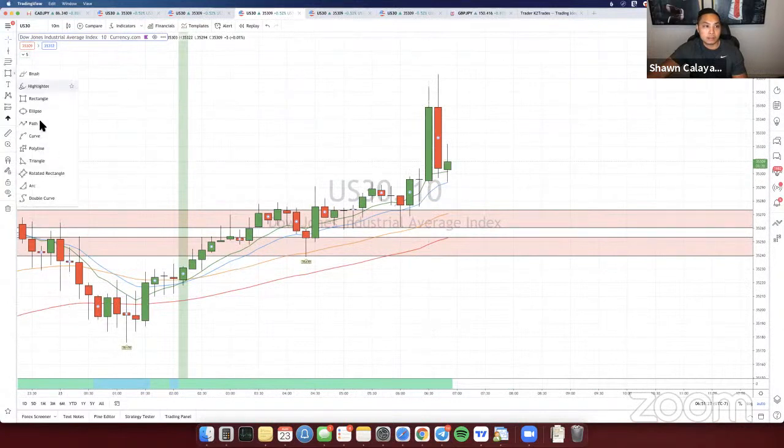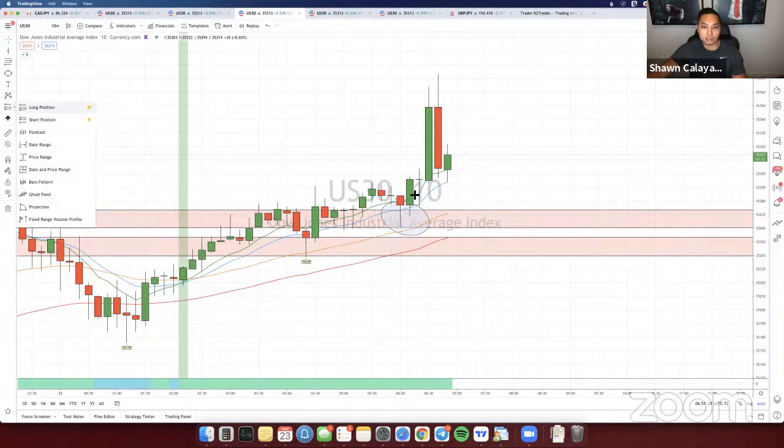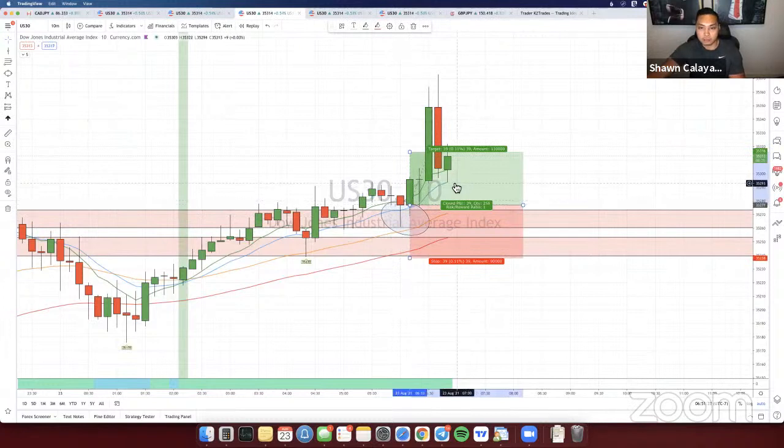So yeah, it looks like we have a couple nice entries right here, but they already hit TP. Obviously, you can see there's a rejection here. So we have a snipe entry right there. If you took this trade here, that would have been a full TP right there.